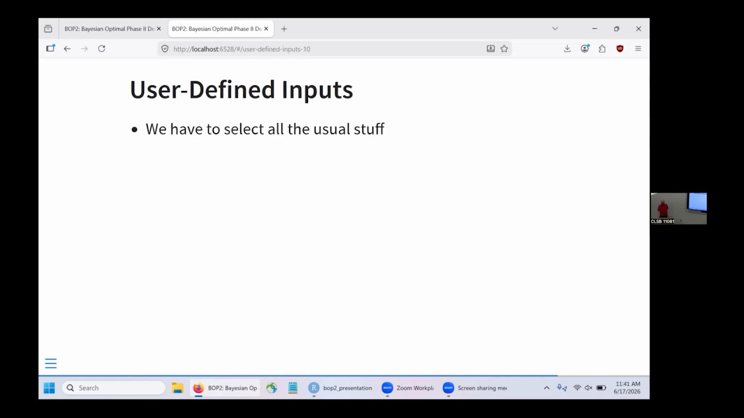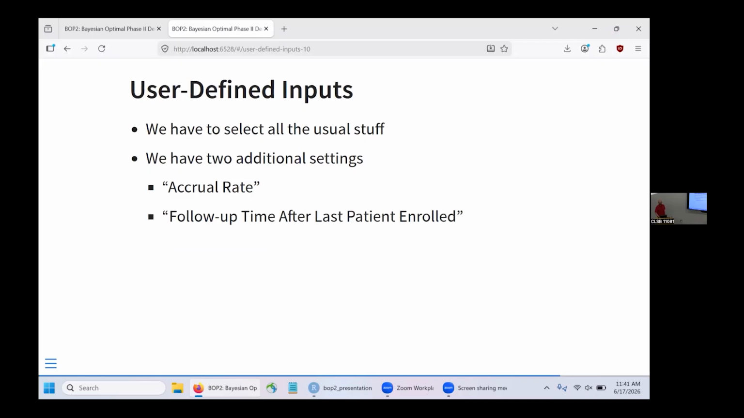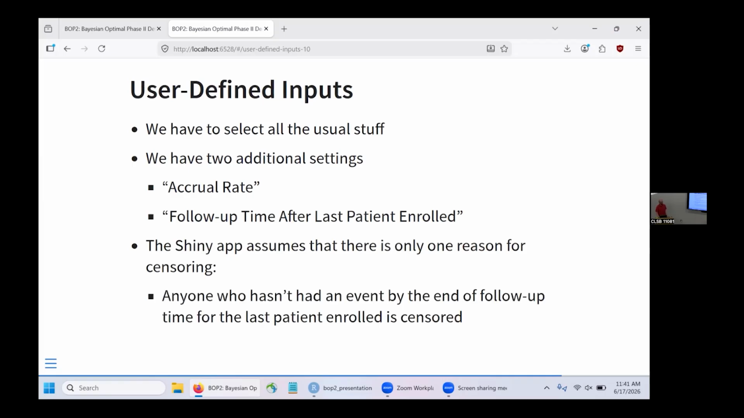Okay. So we have to select all the usual stuff. We have two additional settings, accrual rate and follow-up time after the last patient enrolled. So the Shiny app assumes there's only one reason for censoring, which is that anyone who hasn't had an event by the end of follow-up time for the last patient enrolled gets censored. So as far as the Shiny app goes, there's no way to program into it, like, assume these people are lost to follow-up or whatever. There's just this one version of administrative censoring, which depends on your accrual rates and your follow-up time.